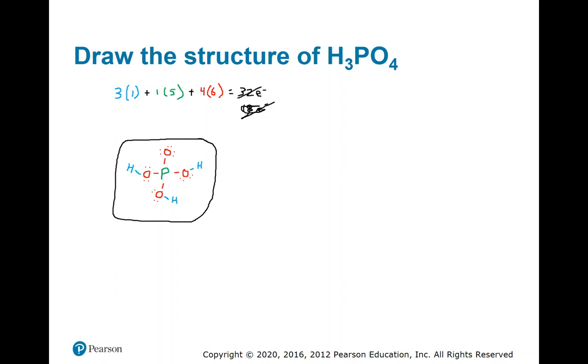And again, the only difference here is which of the oxygens has 3 lone pairs and no hydrogens versus 2 lone pairs and 1 hydrogen. And you can put those at any 3 positions you want to. It doesn't have to look exactly the way that I have it there.